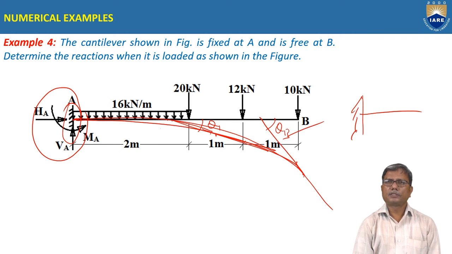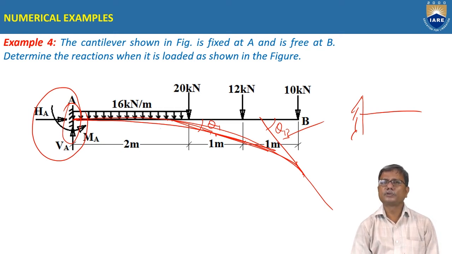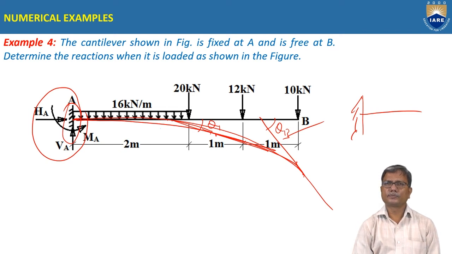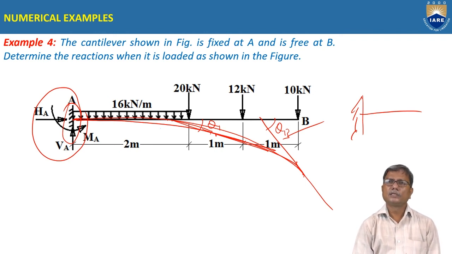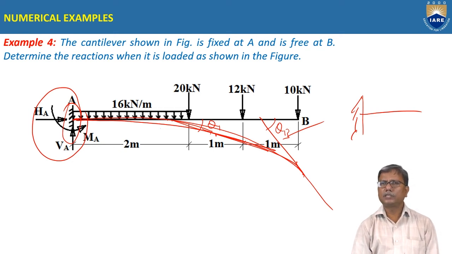So the rotation at A is 0. As the support restrains rotation, it offers moment. Some resisting moment is produced. In addition to the reactions, you will have a moment at the fixed support. And what are the loadings we have? We have 3 point loads and 1 uniformly distributed load.